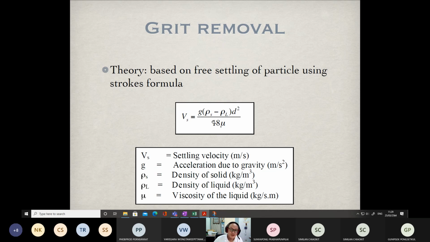Settling velocity. So this is the difference between the densities of the solids and liquids. And this is the diameter of the particles divided by the dynamic viscosity of the fluid. Okay, so this is the settling velocity of the particles in water. Okay, in water. That is why we consider the densities of the solids and the liquid.